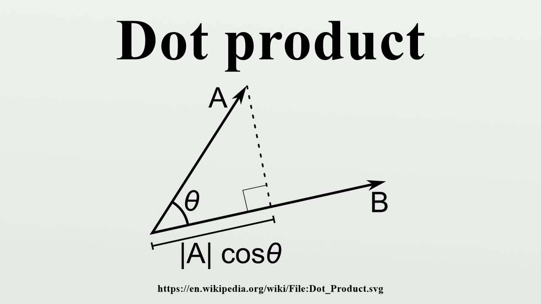homogeneous under scaling in each variable, meaning that for any scalar alpha, it also satisfies a distributive law, meaning that these properties may be summarized by saying that the dot product is a bilinear form. Moreover, this bilinear form is positive definite, which means that A·A is never negative and is zero if and only if A is the zero vector.